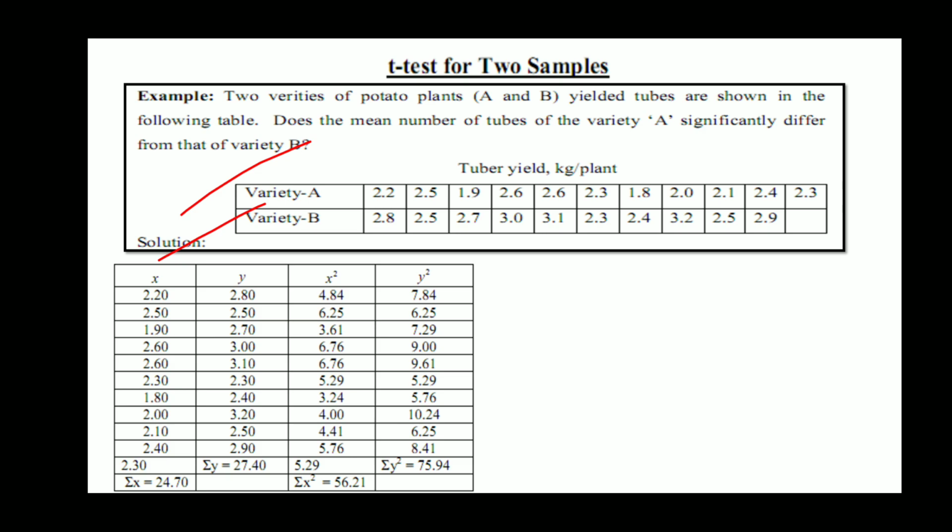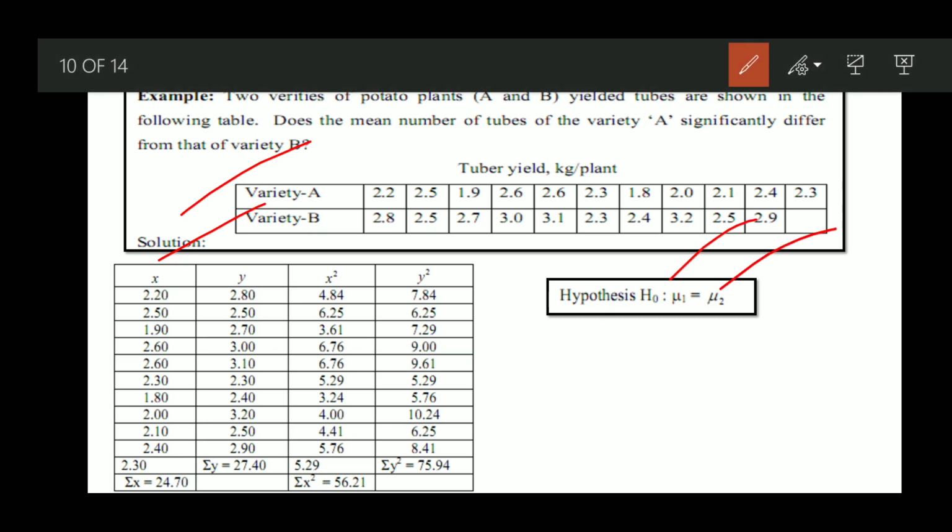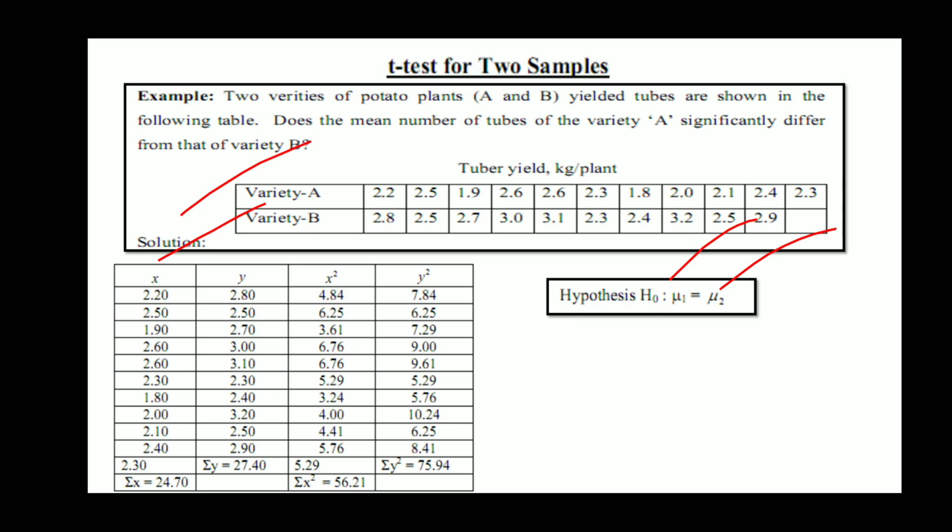That means what he exactly wants to test is whether the mean of variety A is equal to the mean of variety B or not. So first things first, we need to decide our hypothesis. What will be the null hypothesis here? The mean of the first variety is equal to the mean of the second variety.